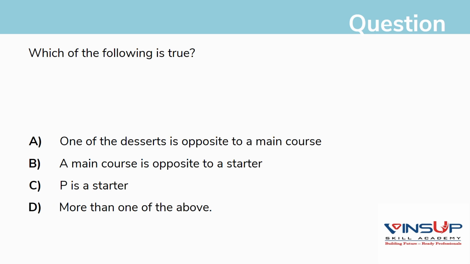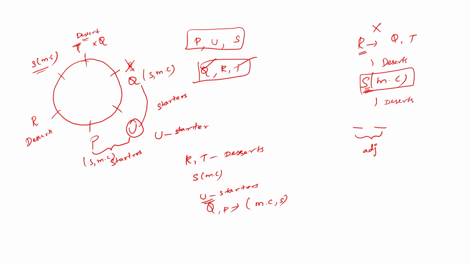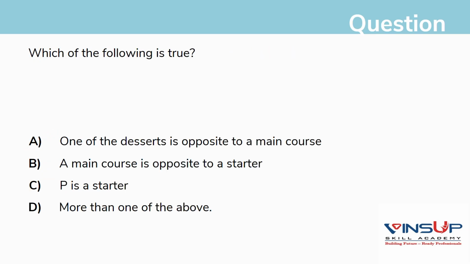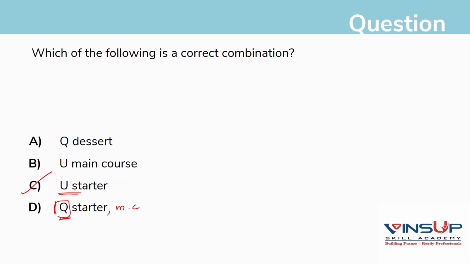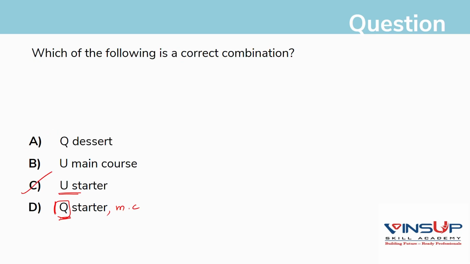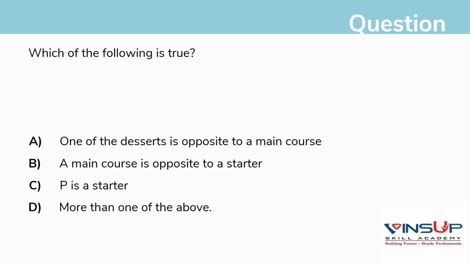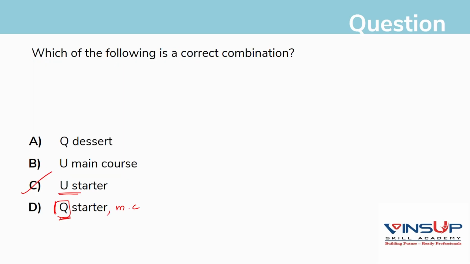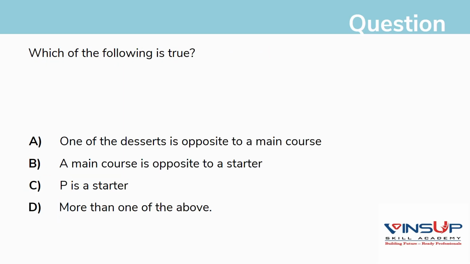Which of the following is true? Option A, one of the desserts is opposite to a main course. Yes, dessert T is opposite to a main course if P is a main course, right? So option A may be proved. Option B, a main course is opposite to a starter. Yes, S is the main course opposite to the starter U, so option B is correct. Then option C, P is a starter. P may be a starter, so option C is also correct.